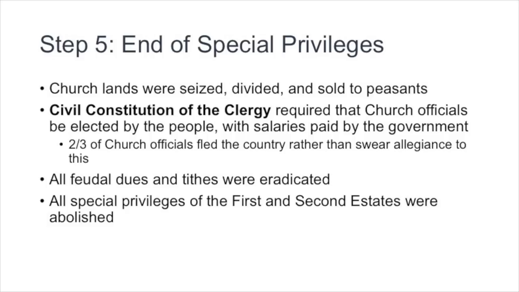And step 5, the moderates attained power, starts with the end of special privileges. Church lands would be seized and divided and sold to the peasants. A civil constitution of the clergy required that church officials be elected by the people, with salaries paid by the government. Two-thirds of church officials left rather than doing this. All feudal dues and tithes were eradicated, and all special privileges for the First and Second Estate were now abolished.